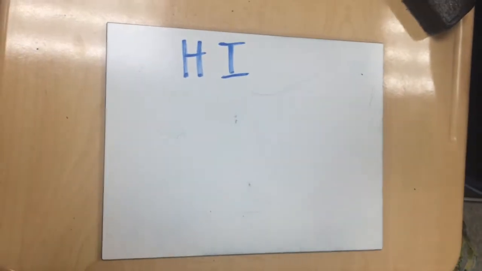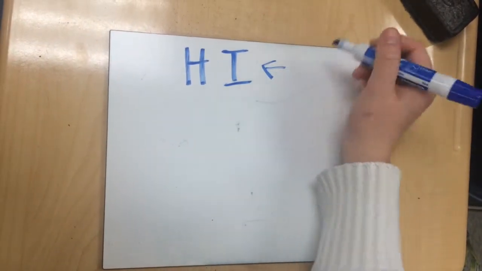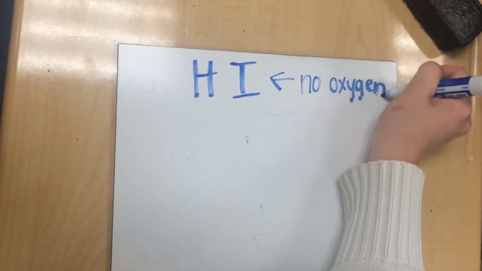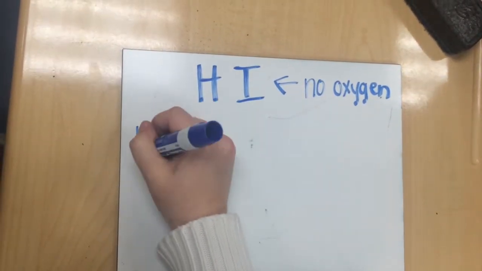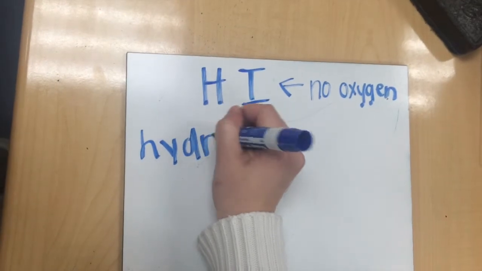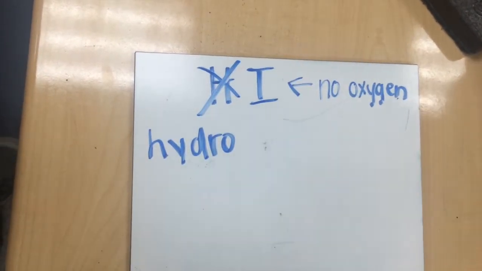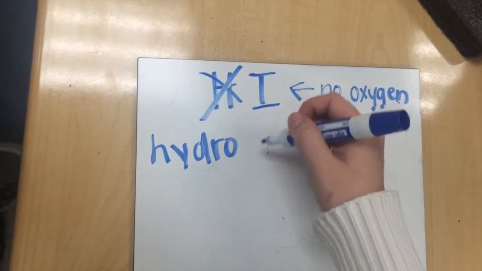The next thing we're going to learn is how to name acids. The first thing you notice about HI is that it doesn't have oxygen in the chemical formula. This means that you're going to be using the prefix hydro. This takes care of the H+ ion. Next, you notice that the anion is iodine.